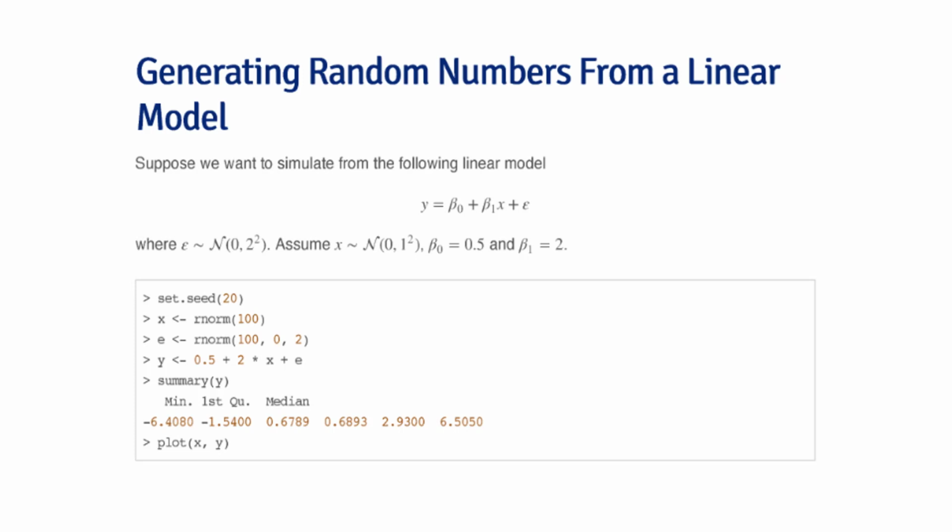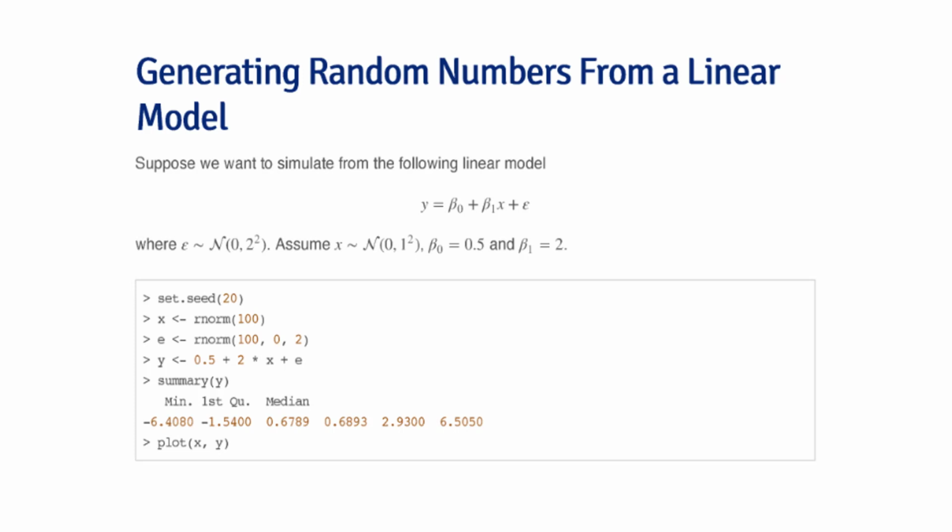There is the outcome, which is going to be generated by using these two regression coefficients, an intercept beta naught and a slope beta 1. And I'm going to assume that beta naught is equal to 0.5 and beta 1 is equal to 2. So the question is, how do I simulate from this model now that I have specified what it is?